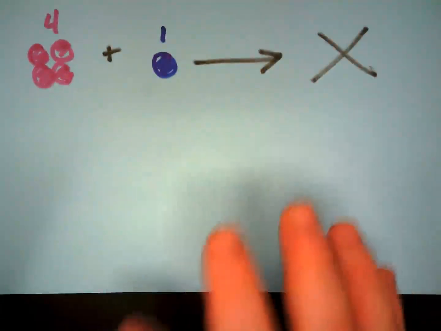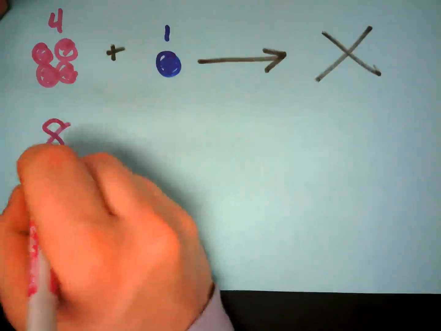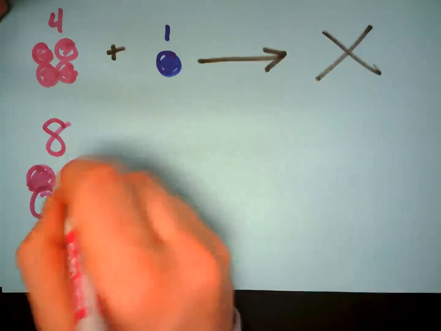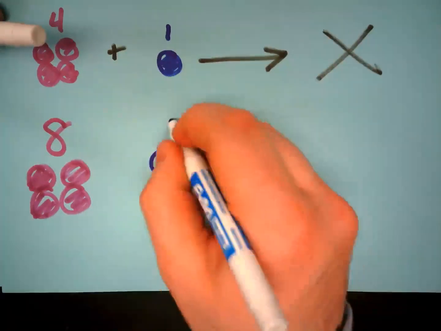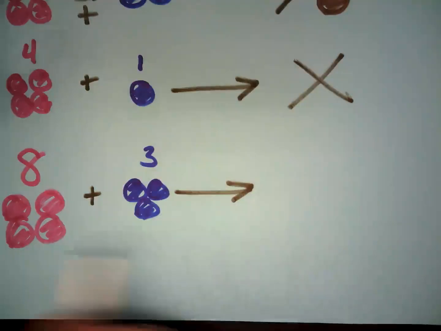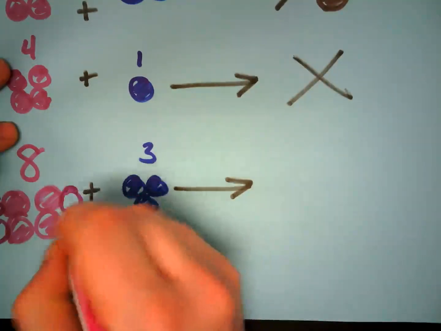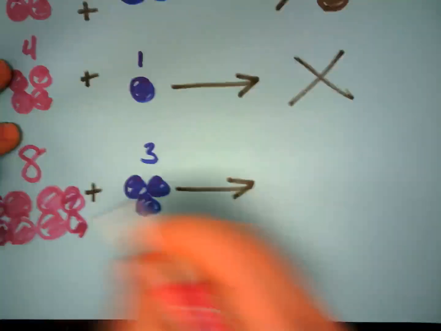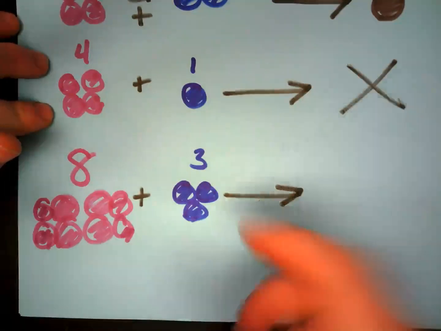A bit closer to what we're actually going to be working with would be this. Let's say we have 8 pink guys and 3 blue guys. When they combine together, will we be able to make 1 brown guy? The minimum we need is 4 pink to 2 blue, and we've got 8 pink to 3 blue. How many brown guys are we going to make?